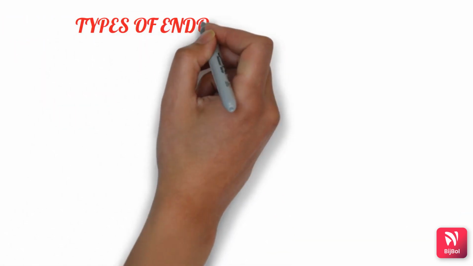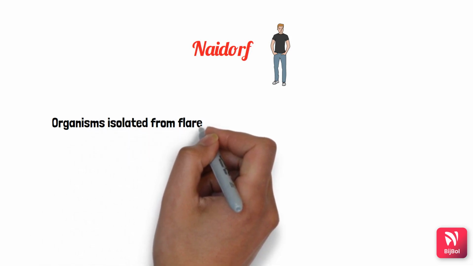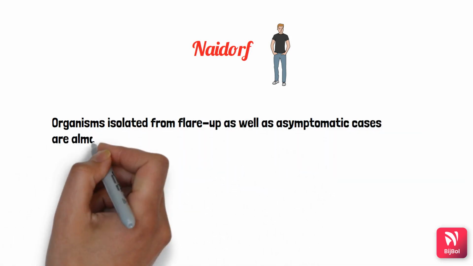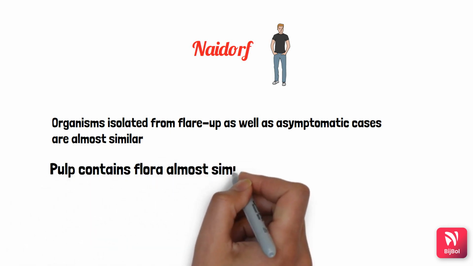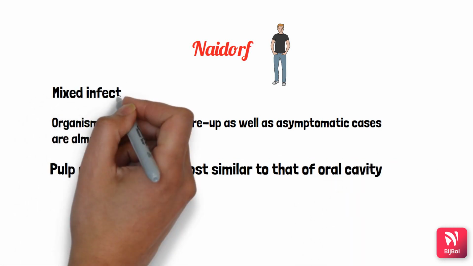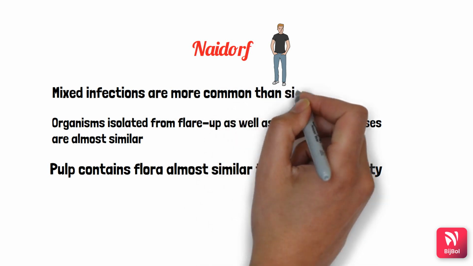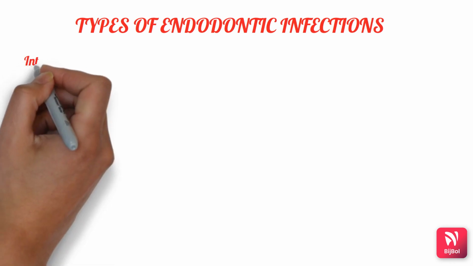And if you go for the type of infections caused by these microorganisms, that is summarized by the NIDOF, that the endodontic flare-ups as well as the asymptomatic cases are almost similar. And the pulp contains flora almost similar to the oral cavity, and mixed infections are more common than the single organisms. If you see the types of endodontic infections, we have the intraradicular as well as the extraradicular.